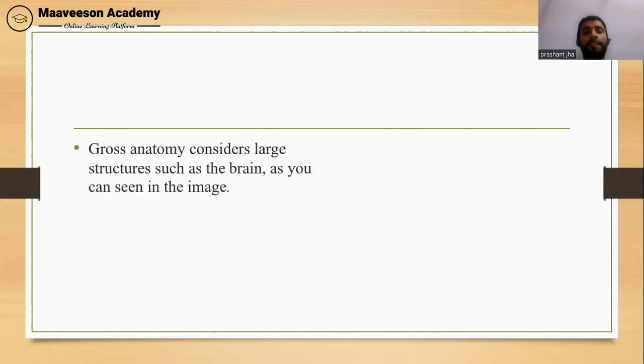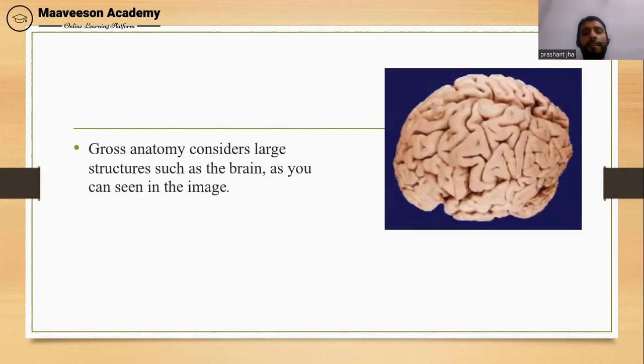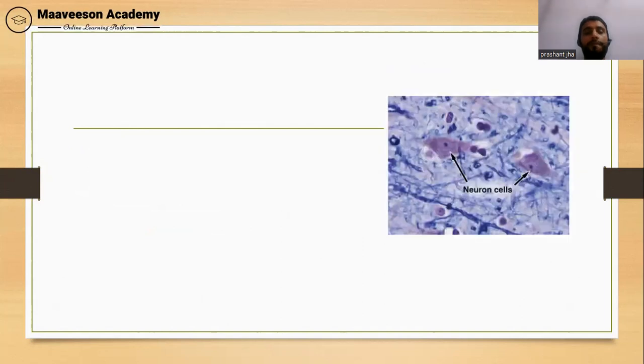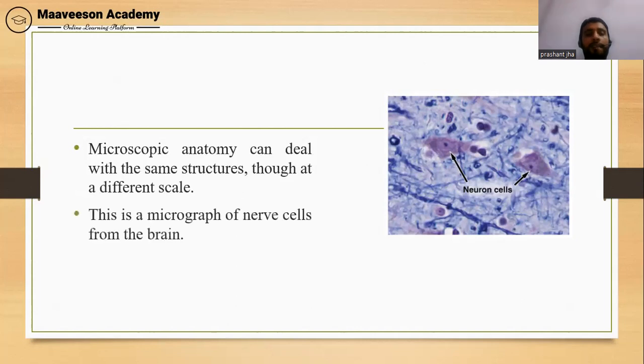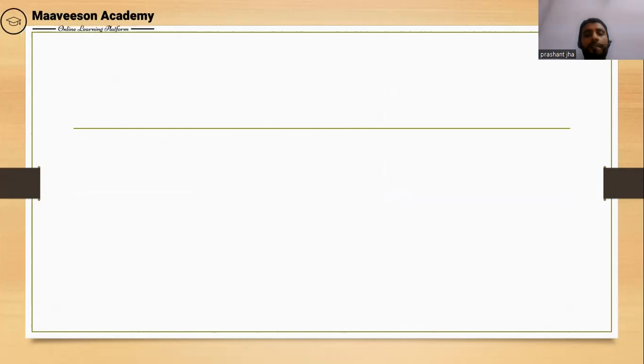Gross anatomy considers large structures such as the brain, as you can see in this image. So this is an example of gross anatomy. Microscopic anatomy can deal with the same structure at a different scale. This is a microscopic graph of a nerve cell from the brain.